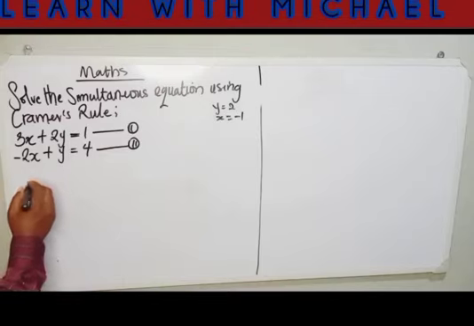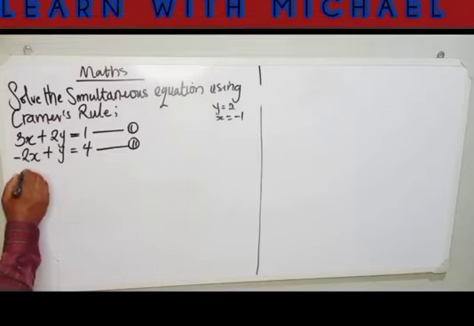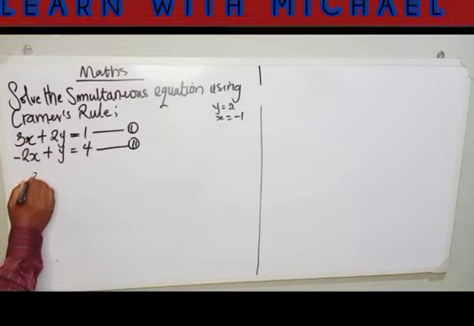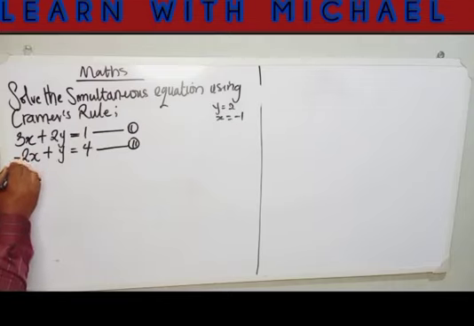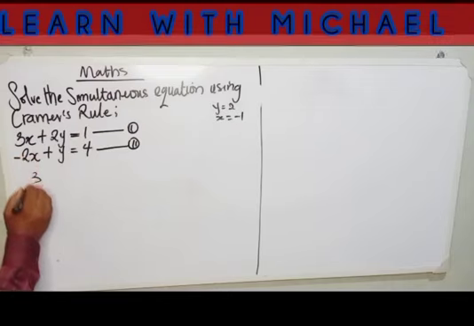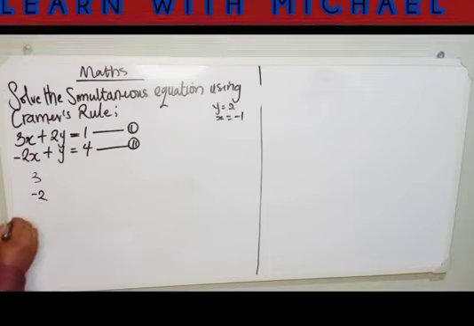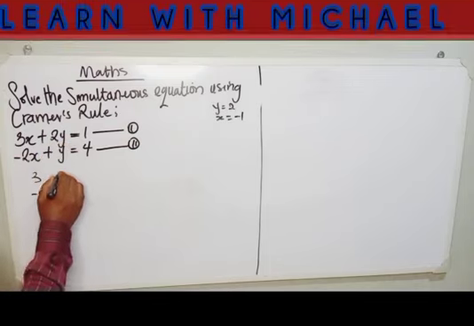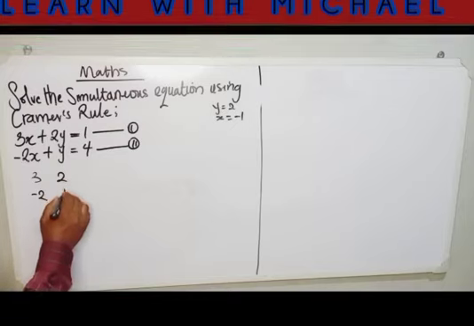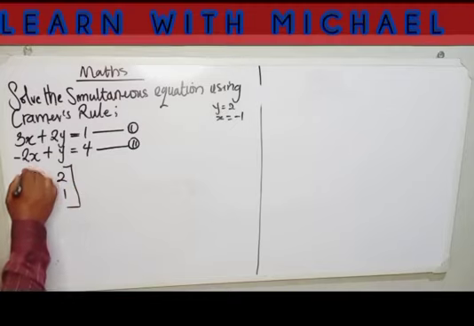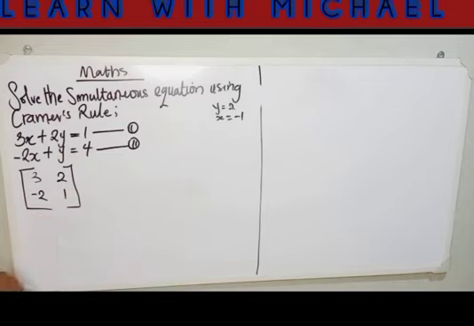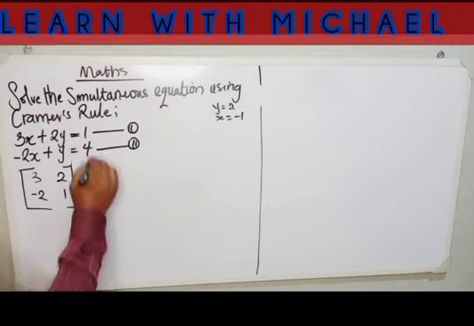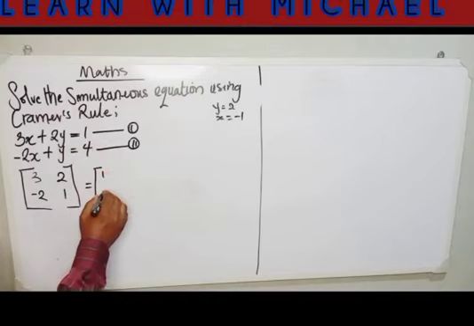That simply means that in this case we have the coefficient of x to be 3, and we're having the coefficient of x here to be -2, and I have the coefficient of y here to be 2 and 1 here. So this is a 2 by 2 matrix, and this equals the constants here.